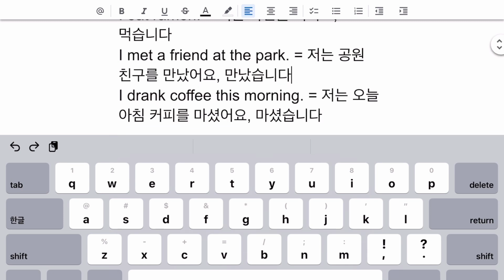And the last one we have here, I drank coffee this morning. So I, this morning, coffee, drink. I am the topic, so 저는, when, 오늘 아침, what, 커피, and we want to mark that. 커피를 마셨어요, 마셨습니다. So like any particle, I believe I mentioned it before, the particles all they do is let us know how a word functions in our sentence. So thanks to 을 and 를, that lets the person we're talking to know what the object of our sentence is. What is the verb acting on?